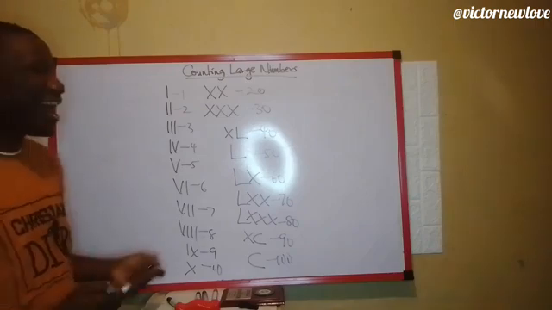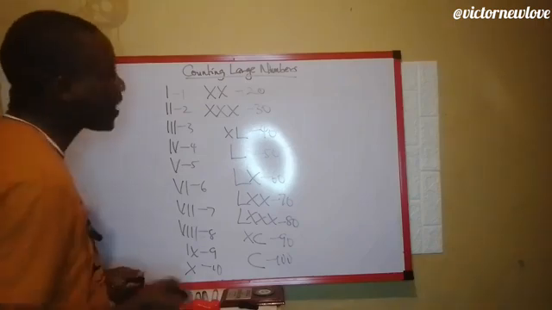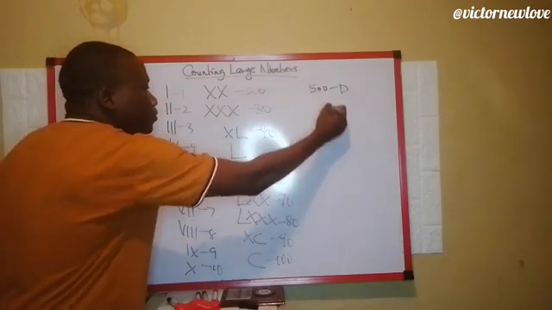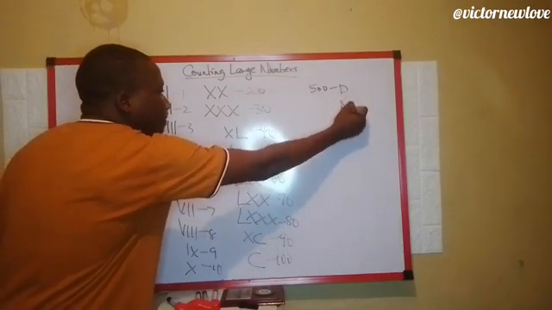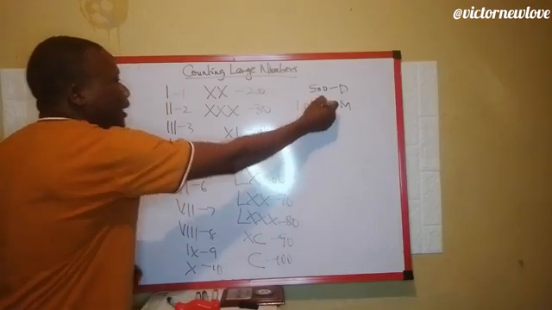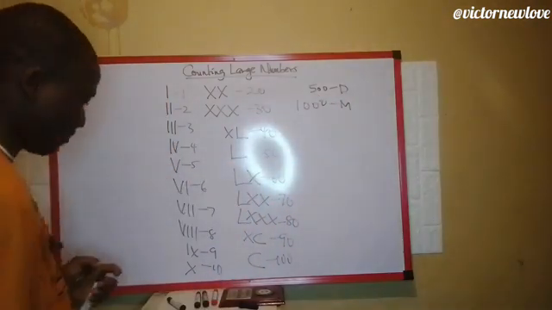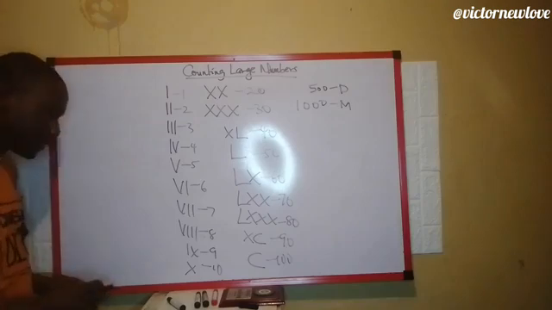Now we have what we call 500, and 500 will be D. 1000 will be M. 1000 is what? M. 1000 is M. So that's the first step.